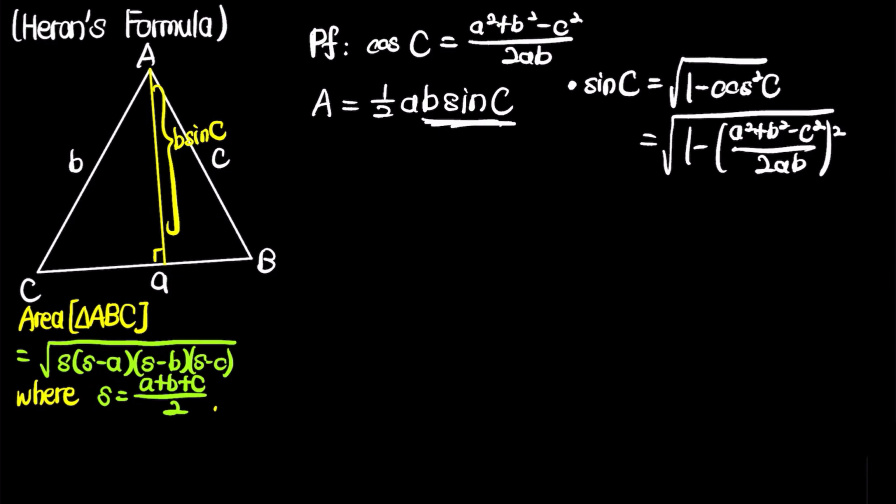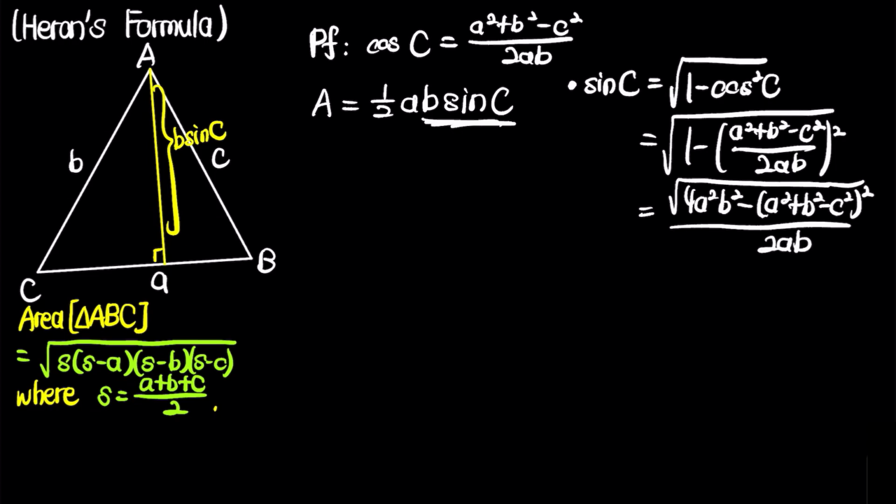So in the end, you get that this simplifies into the square root of 4a squared b squared minus (a squared plus b squared minus c squared) the whole thing squared, over 2ab in the denominator. And then we will now proceed for the area, which is equal to 1 over 4 times the square root of 4a squared b squared minus (a squared plus b squared minus c squared) the whole thing squared.